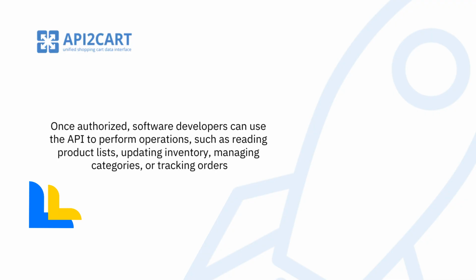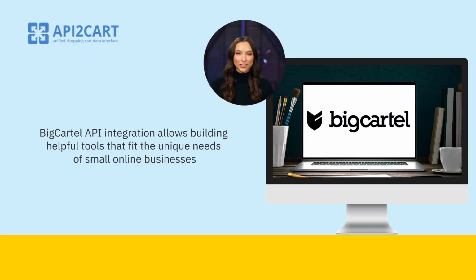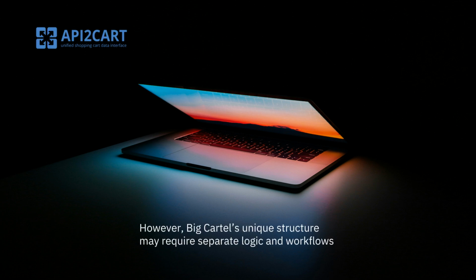Once authorized, software developers can use the API to perform operations, such as reading product lists, updating inventory, managing categories, or tracking orders. Big Cartel API integration allows building helpful tools that fit the unique needs of small online businesses. However, Big Cartel's unique structure may require separate logic and workflows.